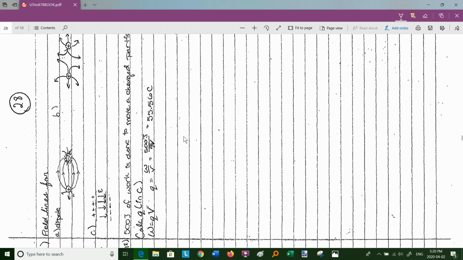Example 12, 500 joules of work is done to move a charged particle through 9 volts. Calculate Q. So the charge is just the work over the voltage. Okay, so we want to deliver 500 joules of work, and the voltage is 9 volts. So the charge that will accept that work would be 500 over 9, which is 55.56 coulombs.